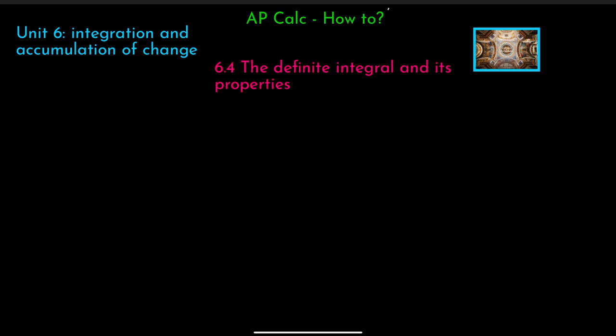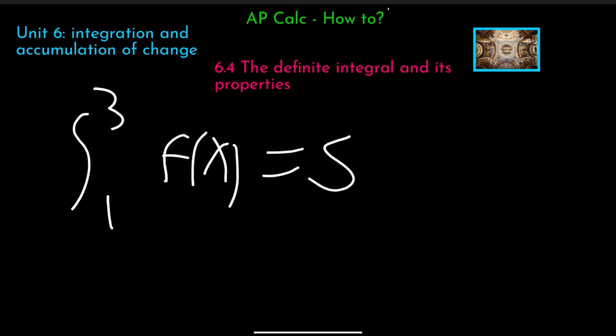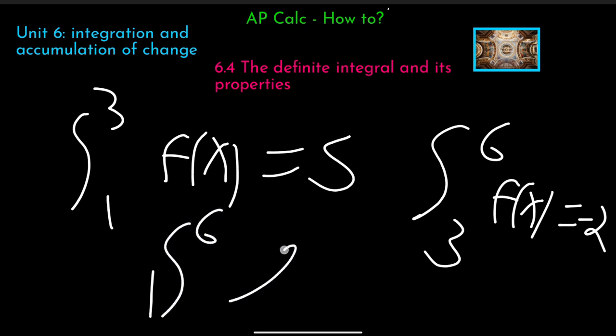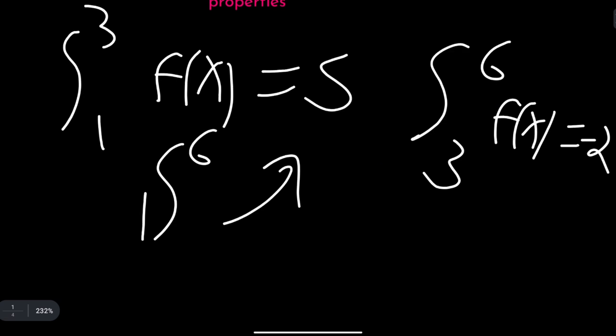Example number 2. If you're given that the integral from 1 to 3 of f of x is 5, as well as the integral from 3 to 6 of f of x equals negative 2, and then you want to find the integral from 1 to 6, you can just add these. If you want to find this, you add them, and it'll be 3 net area 3.